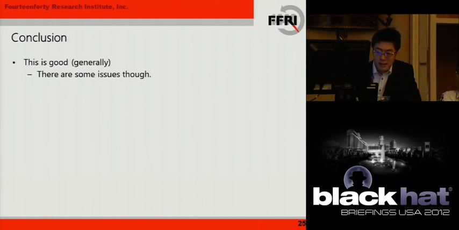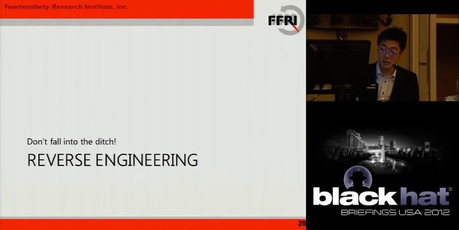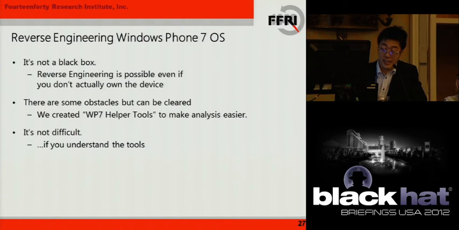So let's move on to the next one, reverse engineering. It's fun, okay? Yeah. Unfortunately, Windows Phone 7 details are undocumented, and it seems a black box, but it's not. We can use reverse engineering techniques for Windows CE. Also, it seems you can reverse Windows Phone 7 even if you don't own the device, actually. Of course, there are some obstacles for reverse engineering, but they can be cleared easily.